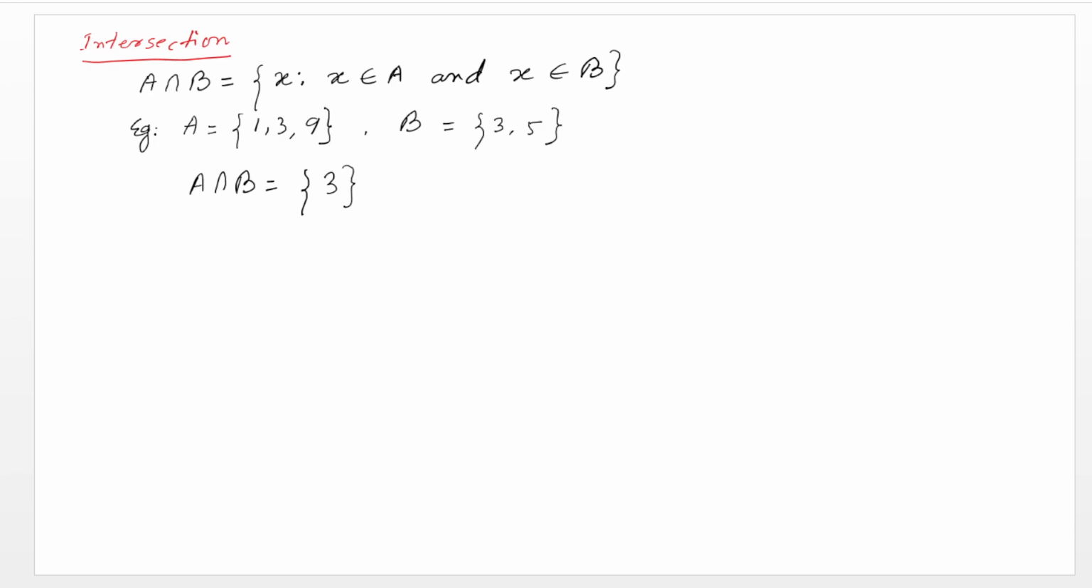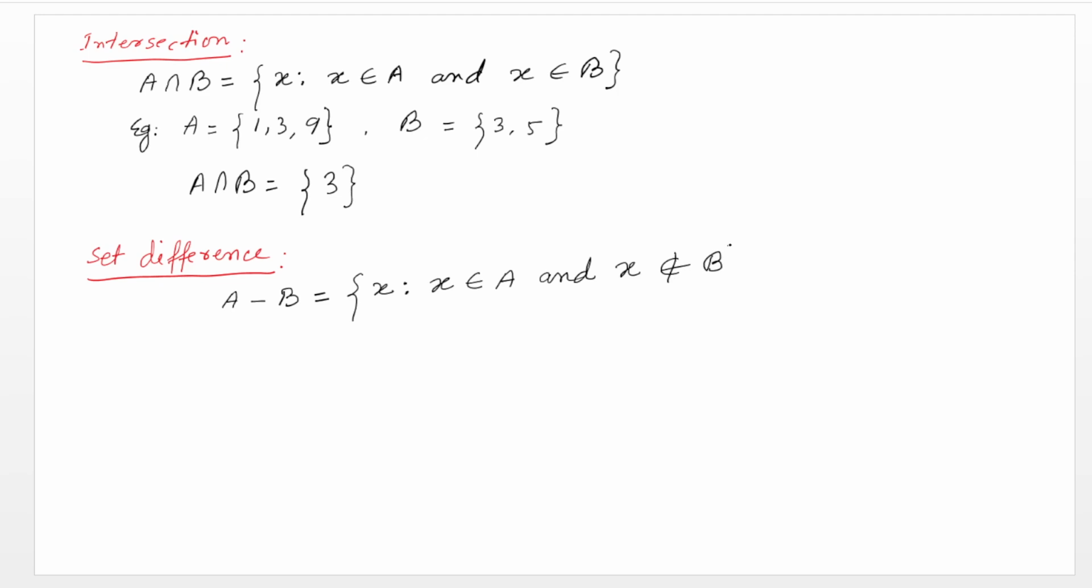Now set difference. We can define set difference with a notation like minus, A minus B. In that way, set difference is: X such that X belongs to A and X does not belong to B.